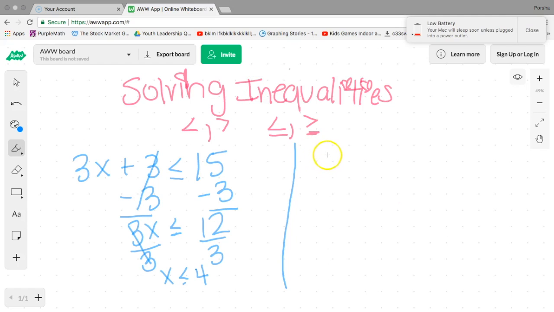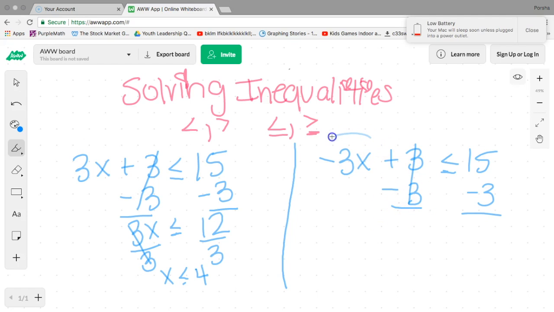So you're going to have negative 3x plus 3 is less than or equal to 15. Once again, we are going to do the same steps. We're going to subtract 3 on both sides. 3 minus 3 is 0. All I have left here is negative 3x, and I'm going to bring that down. So negative 3x is less than or equal to 12. From here, I need to divide by negative 3. Negative 3 divided by negative 3 is 1, which will leave me with x.